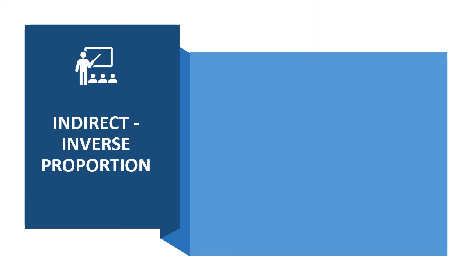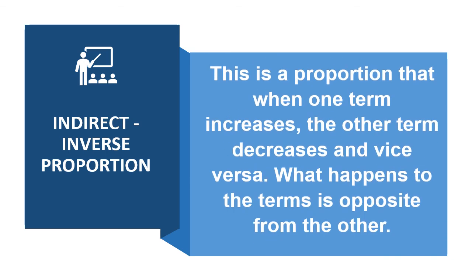Indirect or inverse proportion. This is a proportion where when one term increases the other term decreases and vice versa. What happens to the terms is opposite from the other.